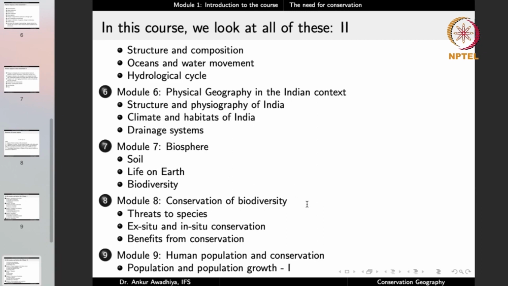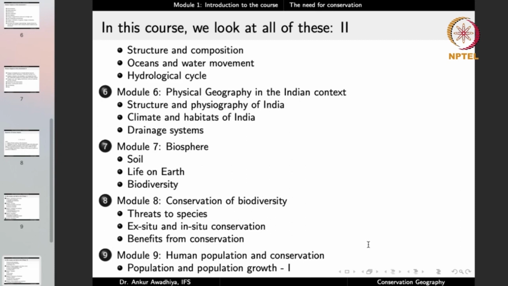What are the threats to different species? And with the threats, we will also make an estimate of the rate of loss of these species. Then we will look at the options that we have to conserve these species. They are ex situ, which is off-site conservation, and in situ or on-site conservation. And why do we need to do this conservation? Because we get certain benefits from this conservation. So we will explore the benefits in the next lecture.